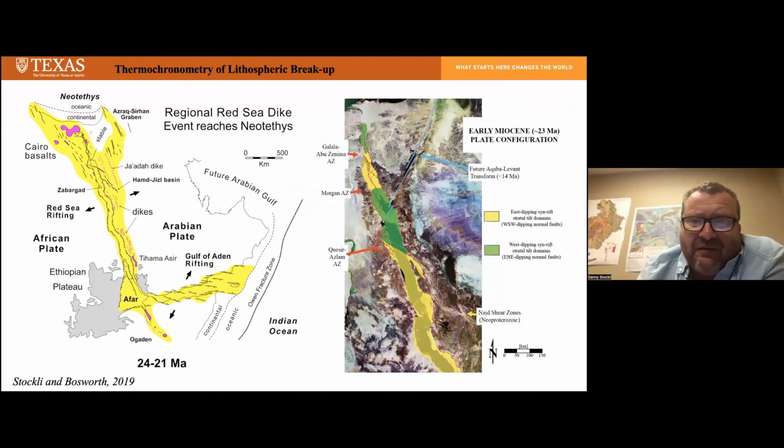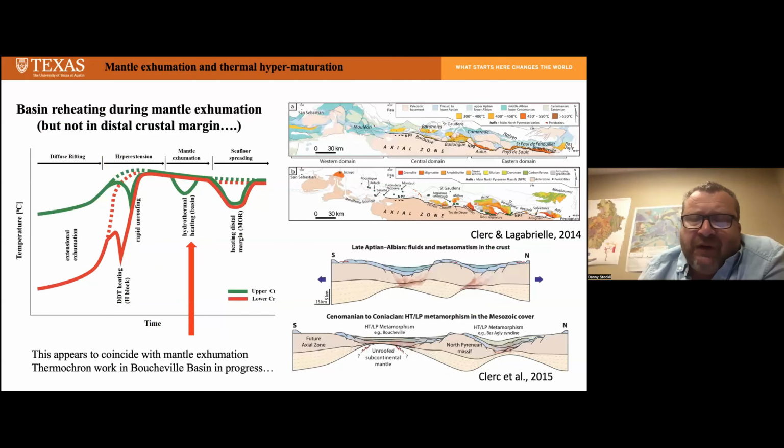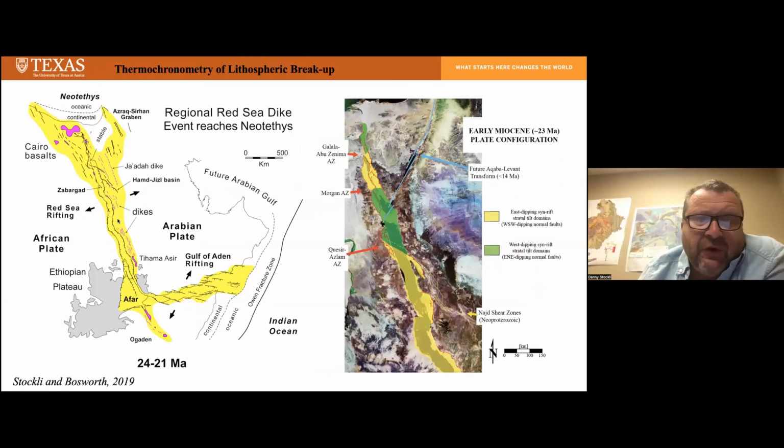Good. So what about the distal margin? I want to finish up here in the last couple of minutes looking at the distal margin, which unfortunately we often don't have access to, because it's covered by the passive continental margin or it's far offshore and it's probably never going to get drilled. So one of the few places where we actually have access to the distal lower plate margin is on Zabargad Island in the middle of the Red Sea.